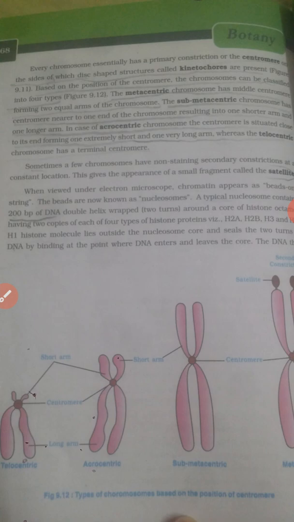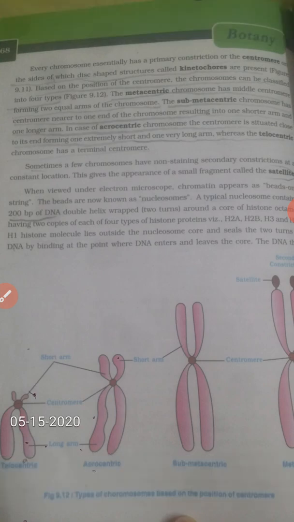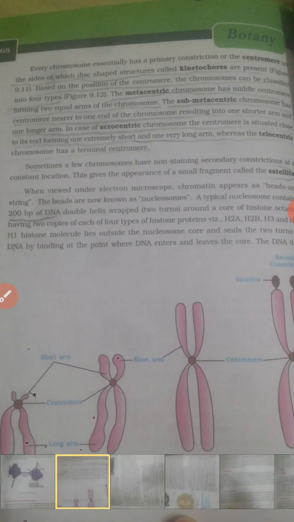Submetacentric. The centromere is located slightly away from the center, thus forming 2 unequal arms. They appear L-shaped during anaphase. Acrocentric. The centromere is located close to one end of the chromosome and forms 2 arms. They appear J-shaped during anaphase. Telocentric. The centromere is located at one end of the chromosome. They appear as a single I-shape during anaphase.